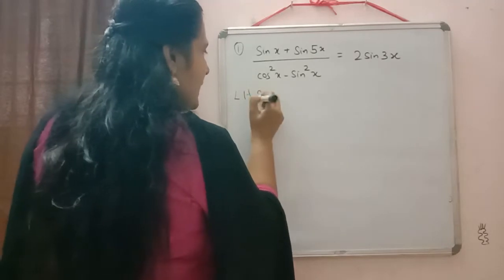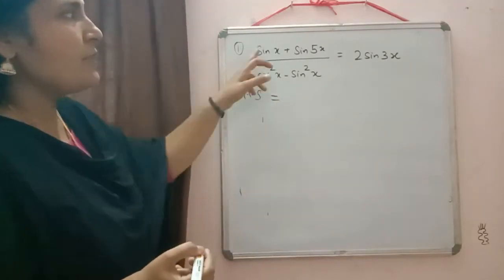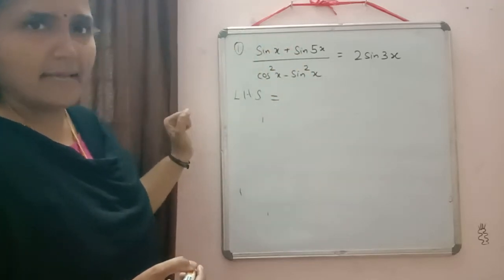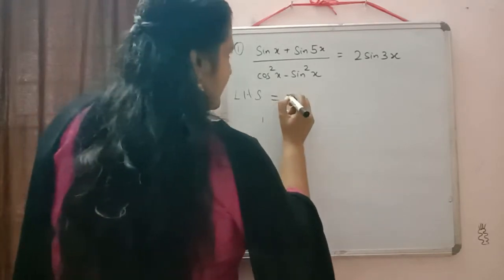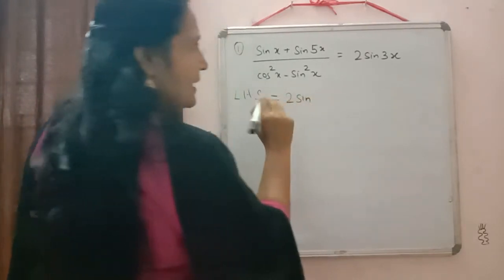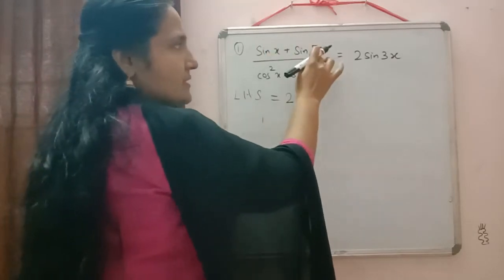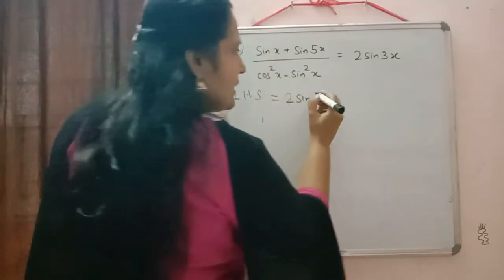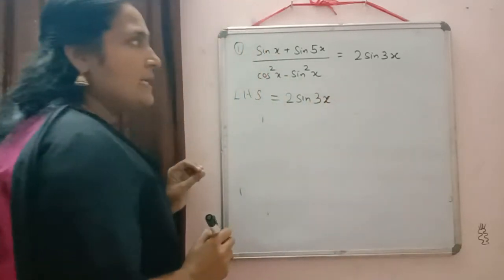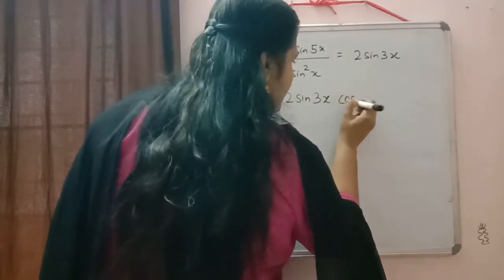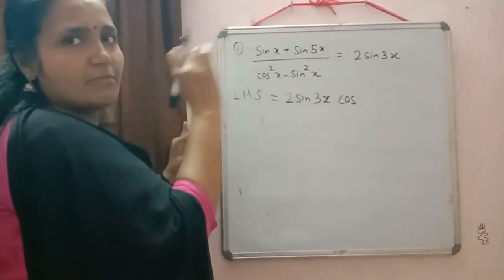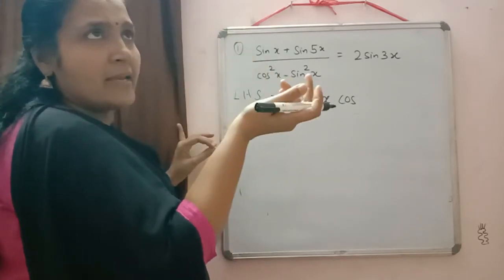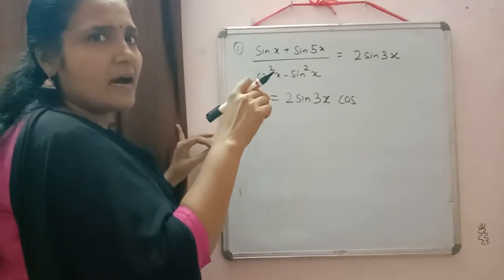So we'll start with the left hand side. In the numerator, which formula can we use? Yes, it is in the form of sin C plus sin D, and sin C plus sin D is 2 sin of C plus D by 2, so x plus 5x by 2. X plus 5x is 6x by 2. So that will come here equal to 2 sin 3x into cos of x minus 5x by 2, so we will get minus 4x by 2, so cos of minus 2x. And what is cos of minus theta? Cos theta.